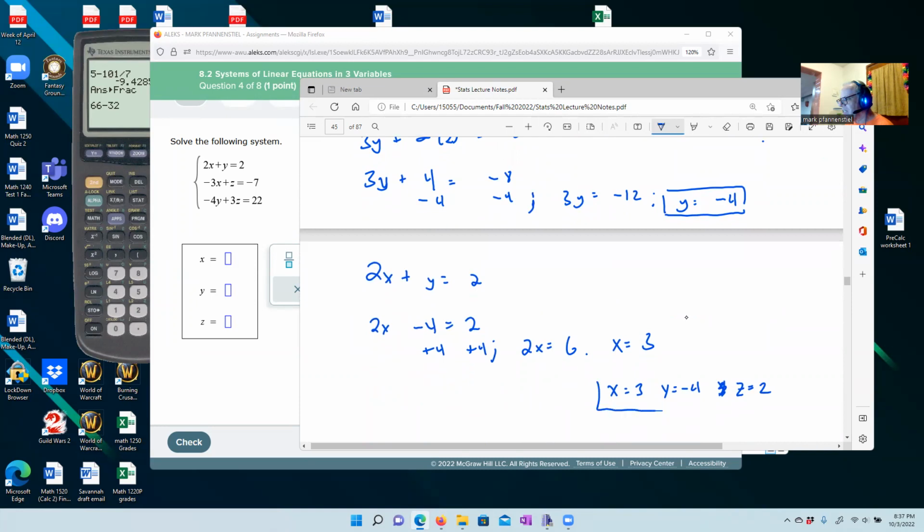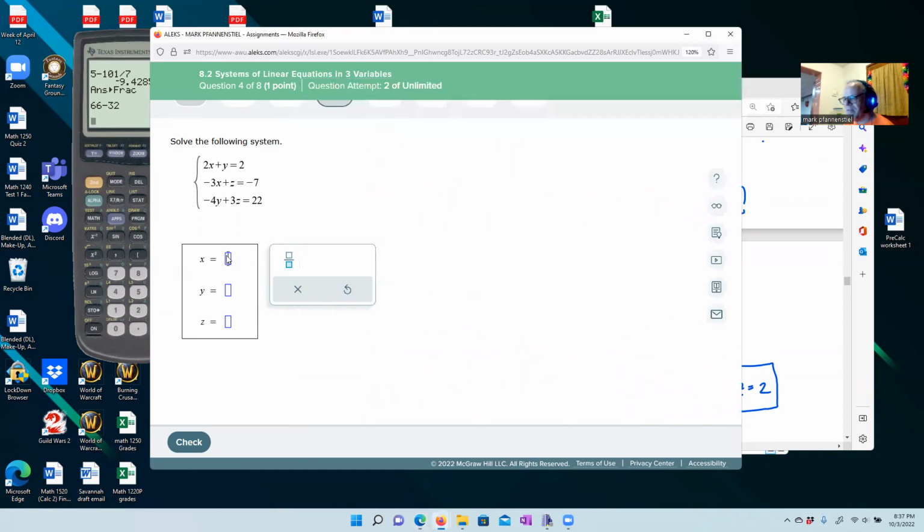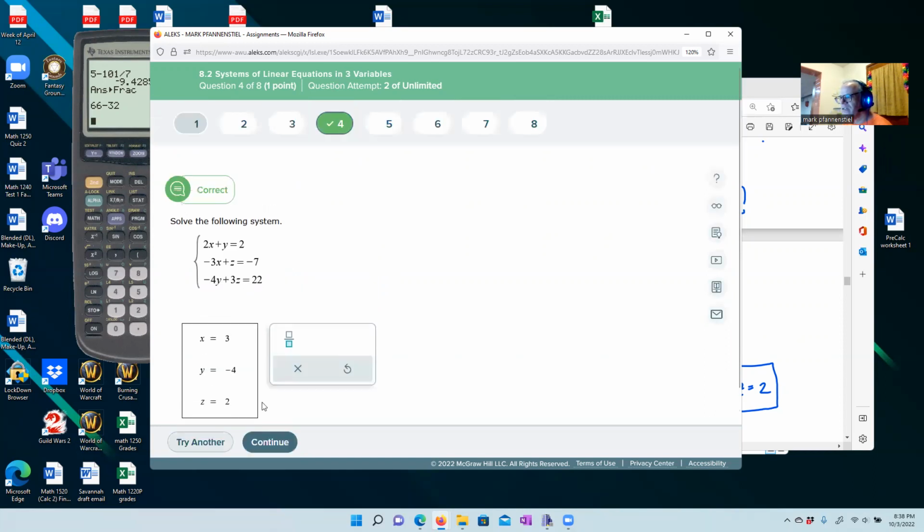So these are my equations. X is 3, y is negative 4, z is 2. That's what I'm going to type in. So we have 3, negative 4, and 2. You don't have to do anything else. We just check, fingers crossed.